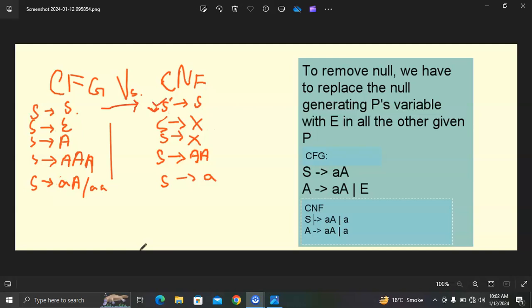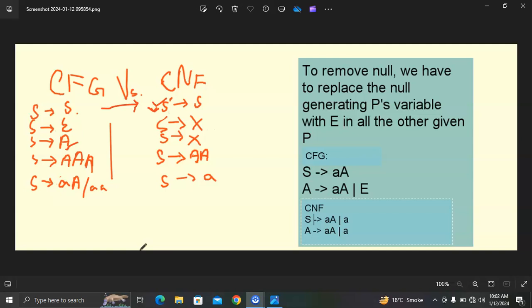Alright. So again, in the second step, if we have an epsilon generating production rule in CFG, then in CNF we will have to eliminate this epsilon. Again, if we have a unit production, what does unit production mean? Unit production means if we have a single non-terminal variable at the right hand side of any production rule in CFG, then we will have to remove that production. We will have to remove that single production as well in CNF.